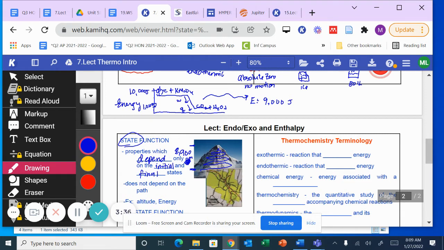Yeah, so it doesn't matter the path that it goes down, whether you did work or you didn't do work or you just lost it as heat, it'll always be 9,000 joules. So what I'm saying is energy is a state function, just like altitude is a state function.